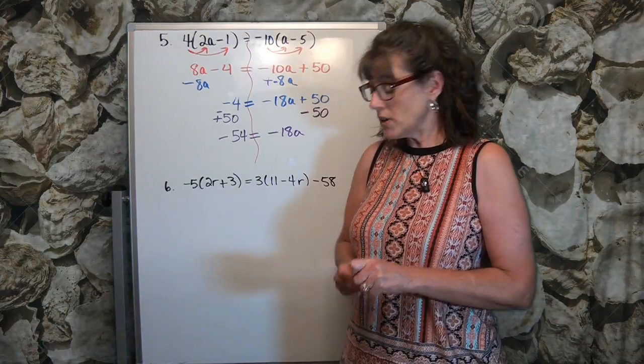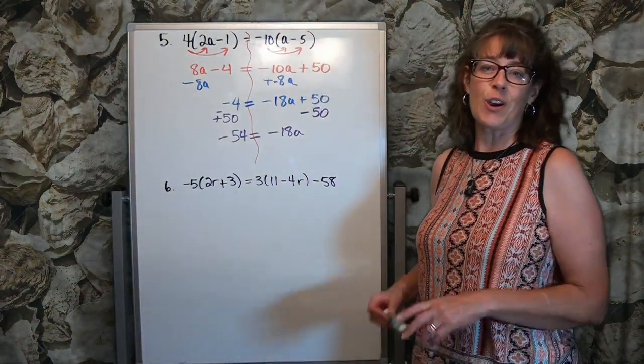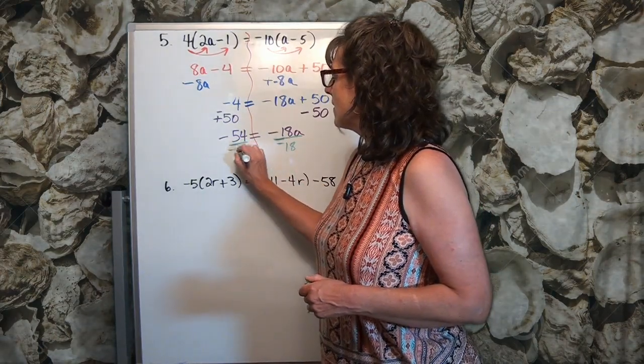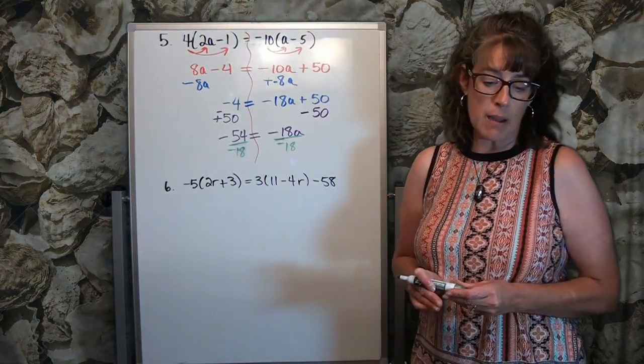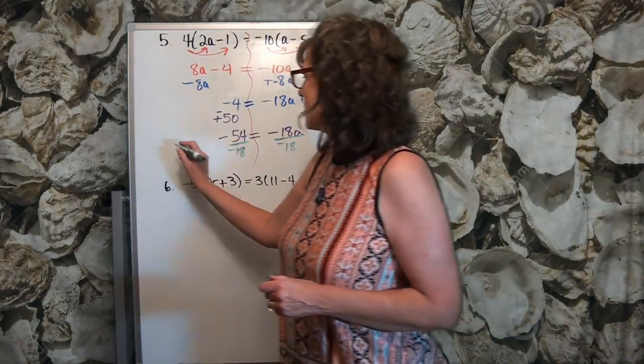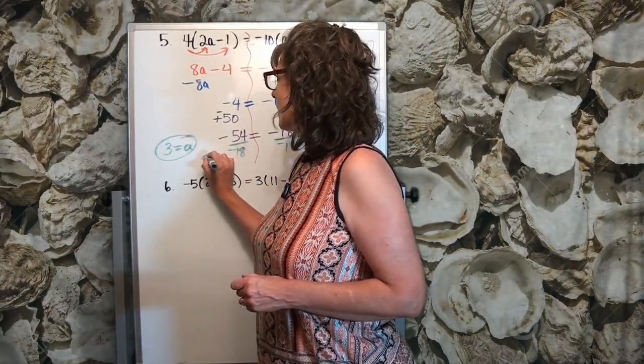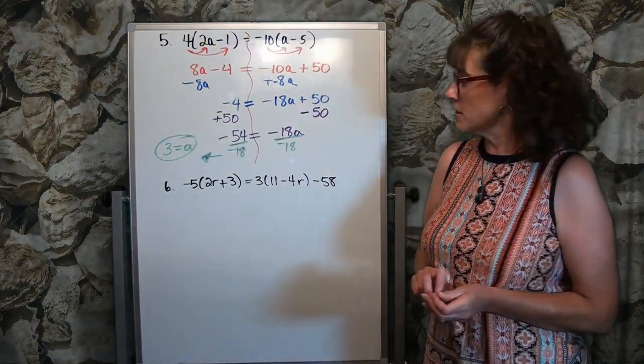So now, what do we do to get that a by itself? You know where to go with this. You're good at this. We're going to divide by that negative 18. And a negative 54 divided by a negative 18 is going to give us a positive 3. And so our a is going to be a positive 3.